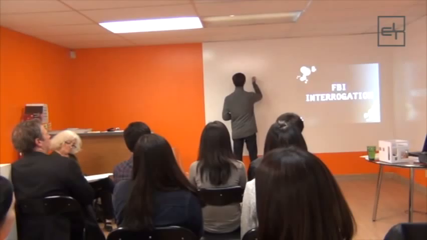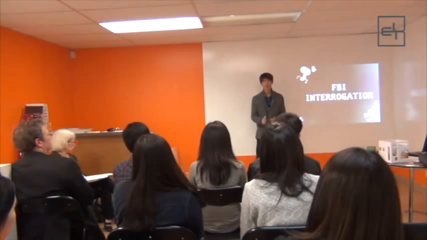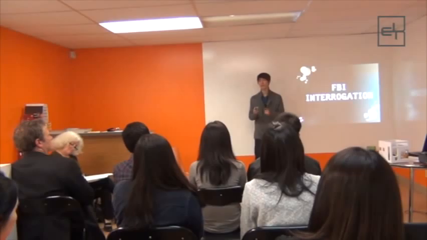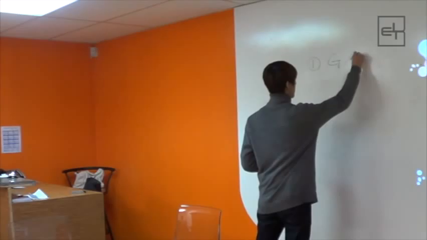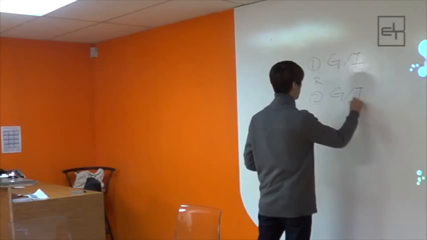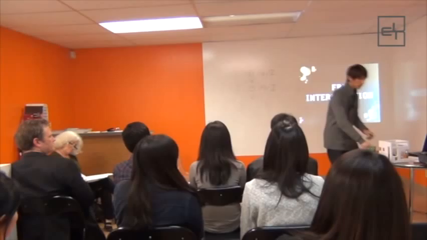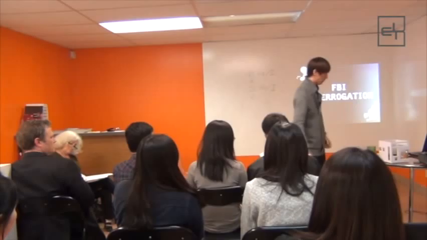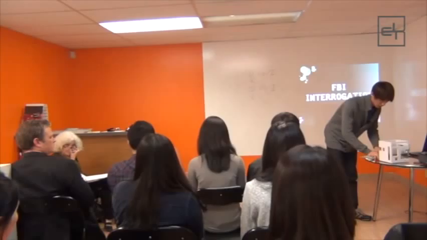So we're going to watch FBI interrogation videos. I'm going to give you a paper, and you have to figure out which guy is guilty and which guy is innocent. Person 1, guilty or innocent, and reason. And person 2, guilty or innocent, and reason. Like that. You can write like that.